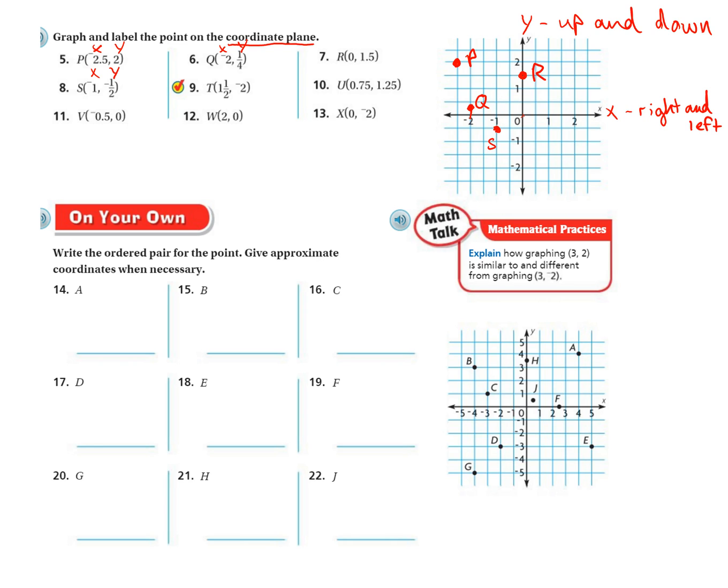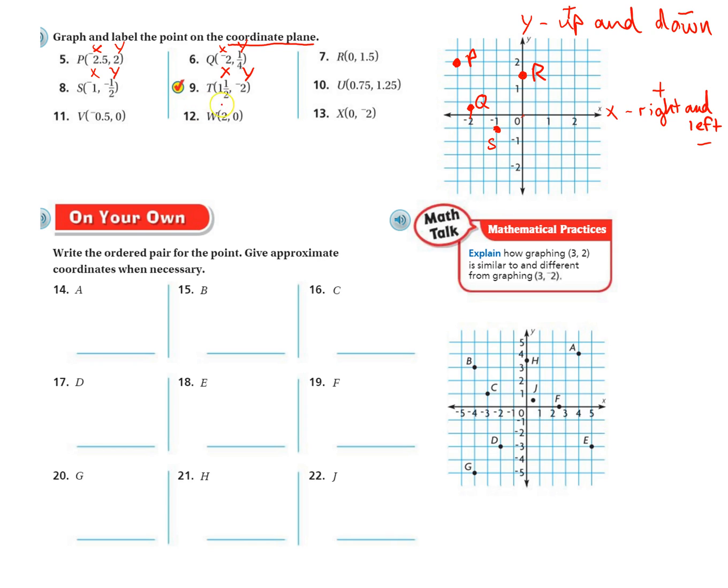Okay, let's go on to point T. Again, x is first, y is second. So on the x-axis, I go to the right. Positive is to the right. Positive is to the right. Negative is to the left. Up is positive on the y-axis. Down is negative on the y-axis. You need to be writing all of this.